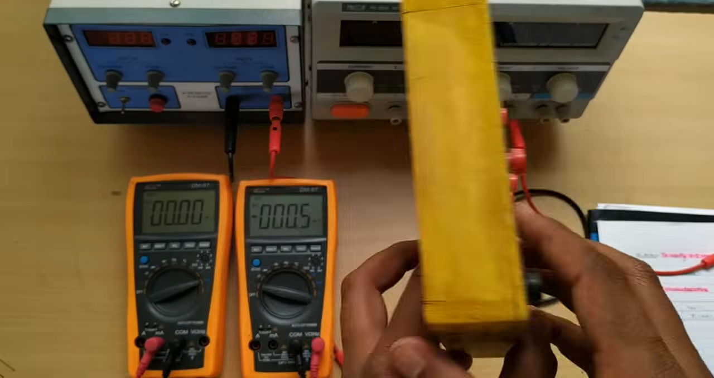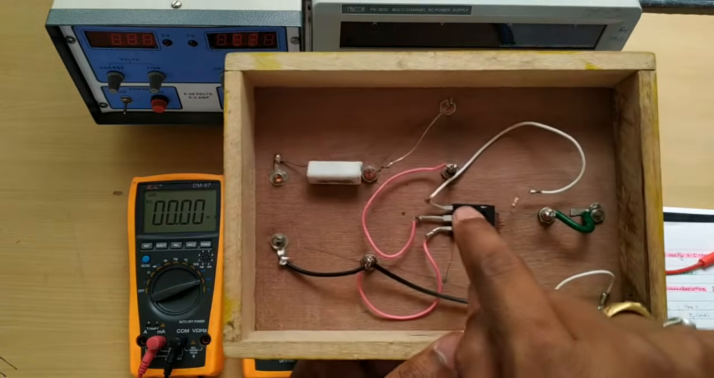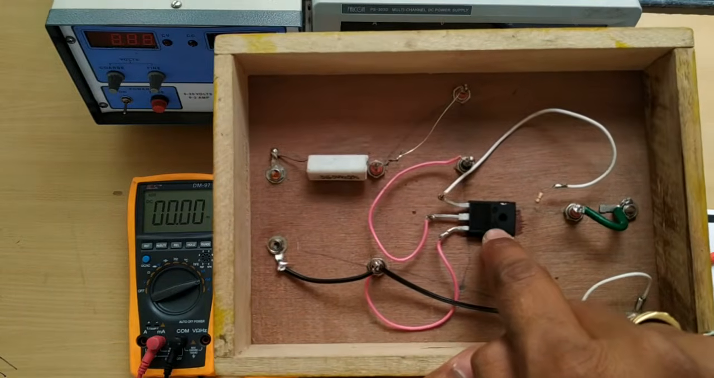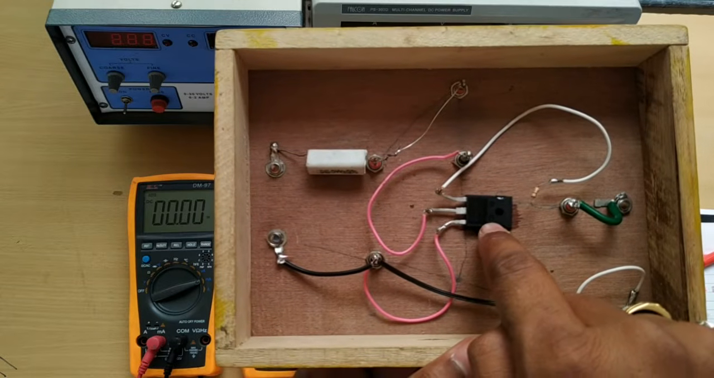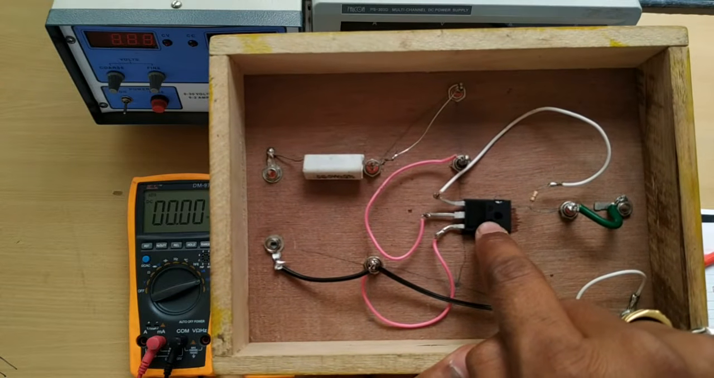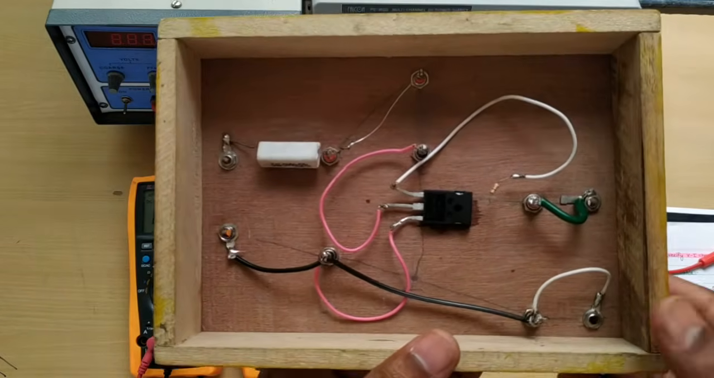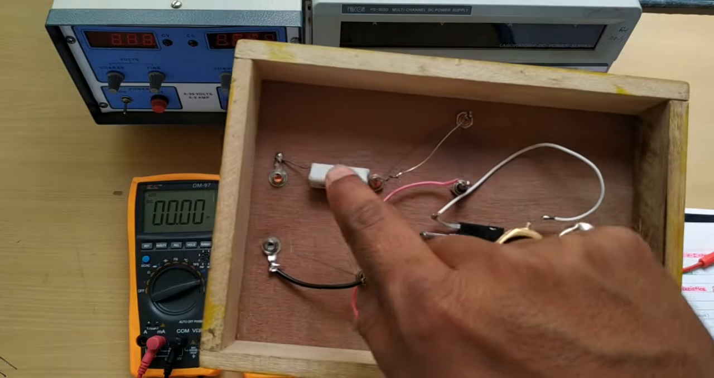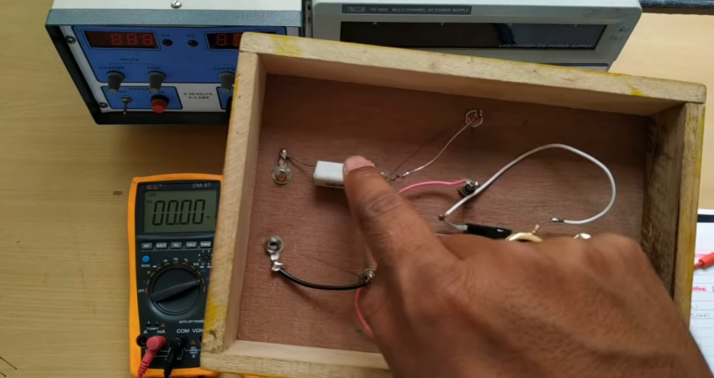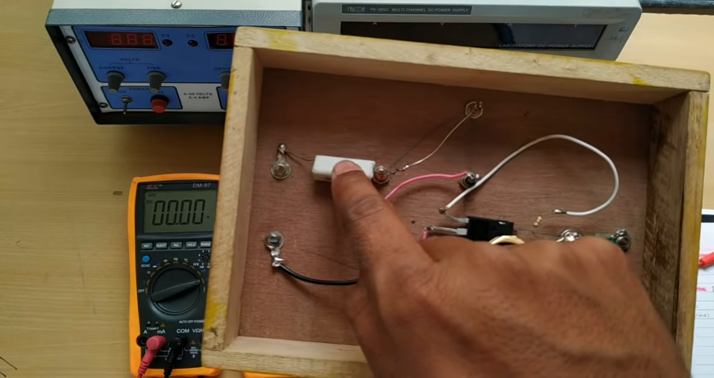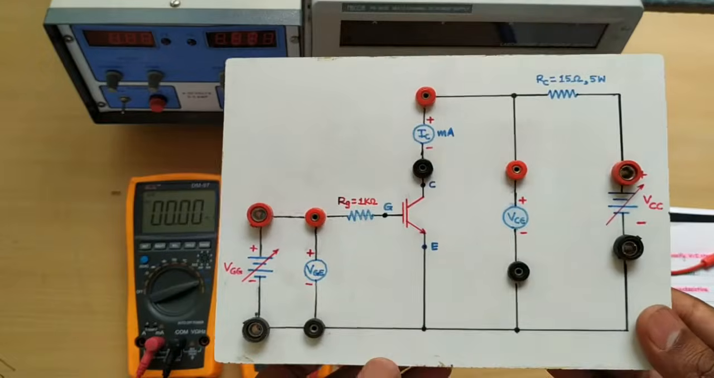Okay, so from the bottom side you can see, this is nothing but your IGBT. So here we have used 25N120 IGBT. The number is written in the description. Okay, and this is your high wattage resistance, 15 ohm resistance of 5 watt. Okay, this is about your experimental board.